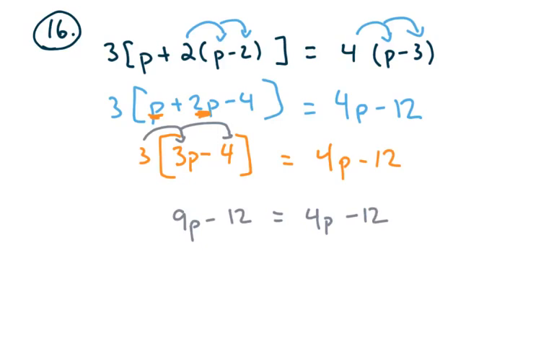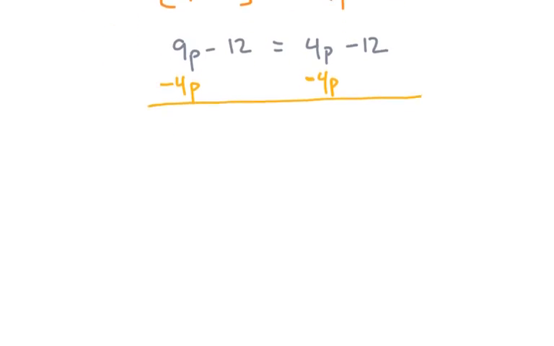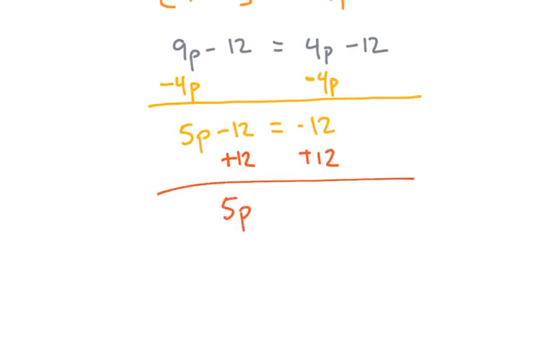Okay, I'm going to put the variables together, so I'm going to subtract 4p. Again, I'm subtracting 4p, if you're curious, because I want to keep it positive. And then I'll add 12. And something interesting happens here. We get 5p equals 0. Now, we haven't seen this situation, but it's fine. We'll just continue the process. So I'm going to divide through by 5 because I want to get p by itself. And we have 0 divided by 5.